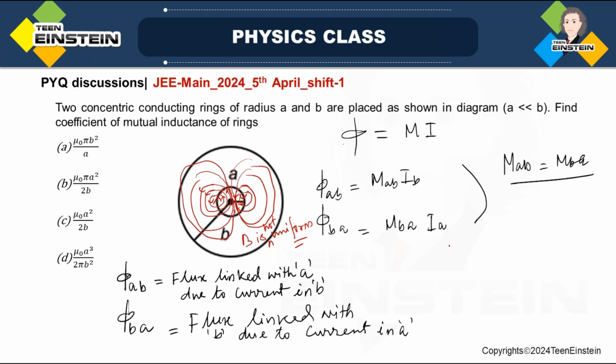Magnetic field lines will be like, see, for a loop, just I'll show you here once again. Just for a single loop, suppose this is my loop. So you get magnetic field lines like this, right?